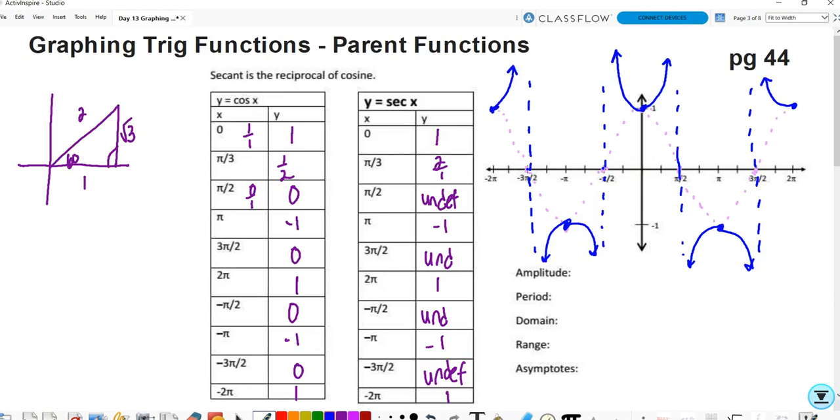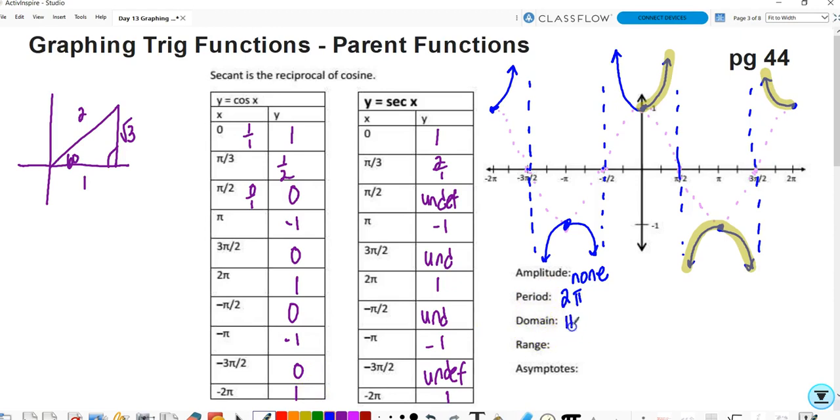And there is our secant graph. No amplitude, there's no height. The period is the same as cosine, which is 2 pi. I'll highlight a period for you. So we got here as part of the pattern, here, and here. That's 1 period of cosine. I'm sorry, and 1 period of secant, because secant's what we're focusing on.